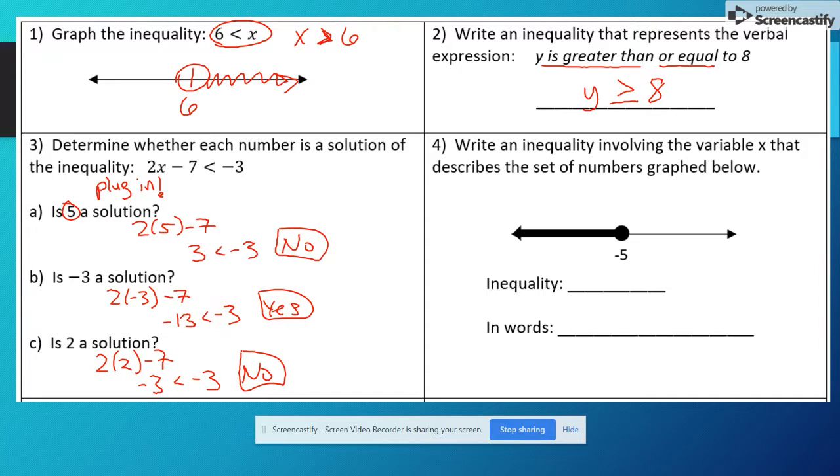There you go. For this graph, right, it's a closed circle, so I know it has to be equal to. And the shading is to the left. Notice that inequality sign matches the arrow it's shading, as long as you write whatever variable you choose. So I'm going to say t, and then the boundary, negative 5. So in this case, that means t is less than or equal to negative 5.